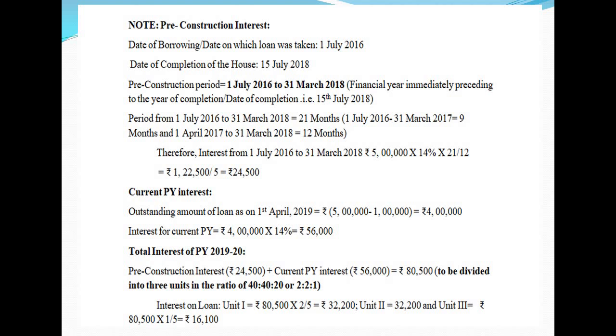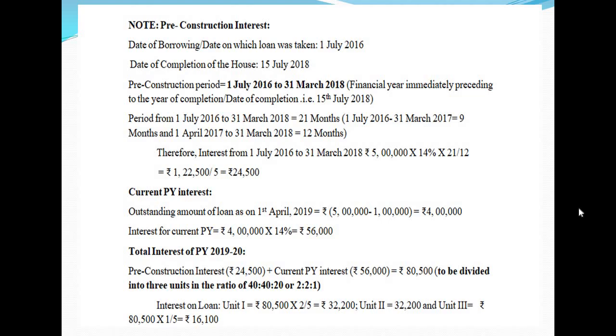So the total interest of the previous year 2019-20 will be the pre-construction interest plus the current previous year interest. So the total will be 80,500, and since the house has 3 units, this total interest of 80,500 will be divided in the ratio of 40:40:20% or 2:2:1. So the interest on loan for the first unit will be 80,500 into 2 divided by 5, which is 32,200, and for the second unit it will also be 32,200. And for the third unit it will be 80,500 into 1 divided by 5, which is 16,100.